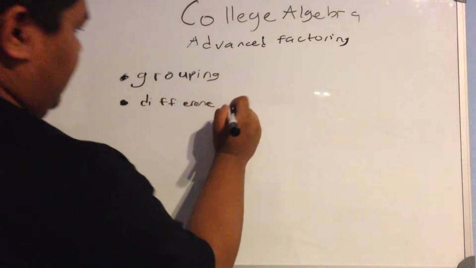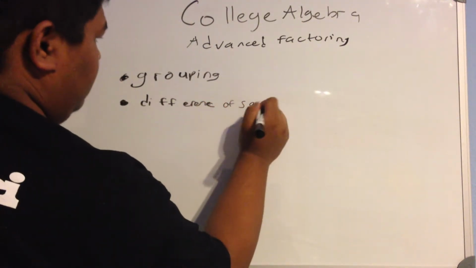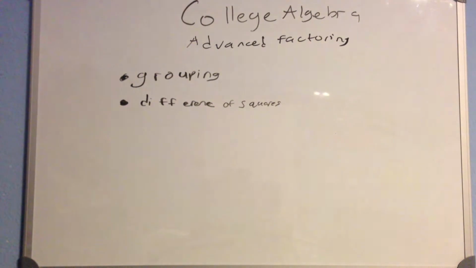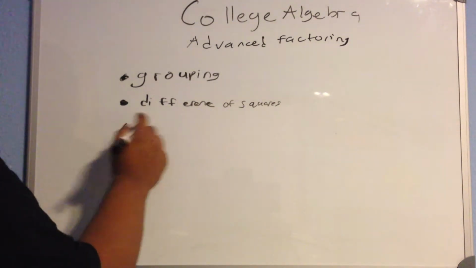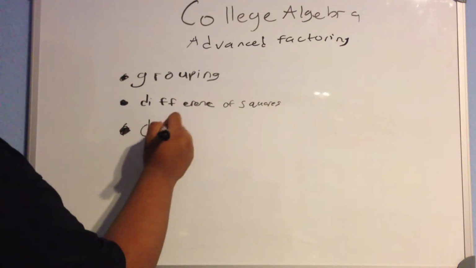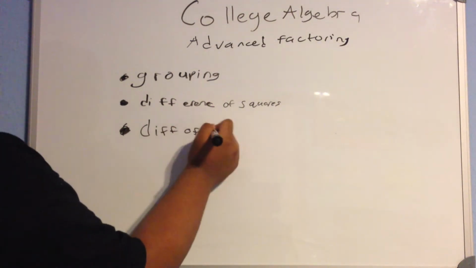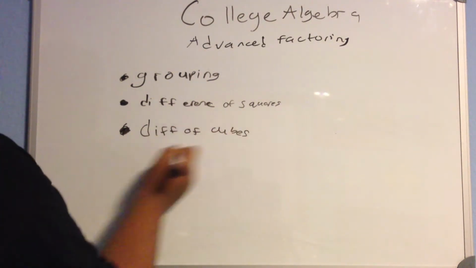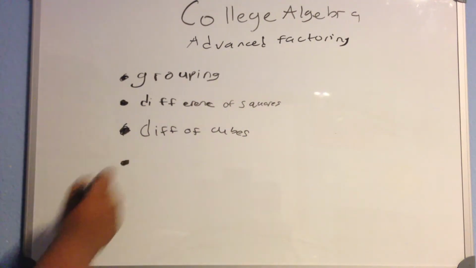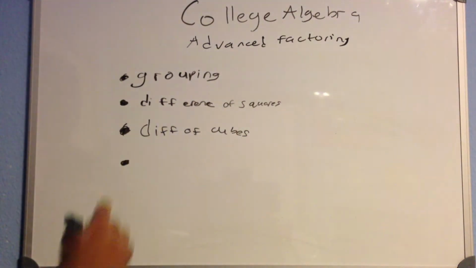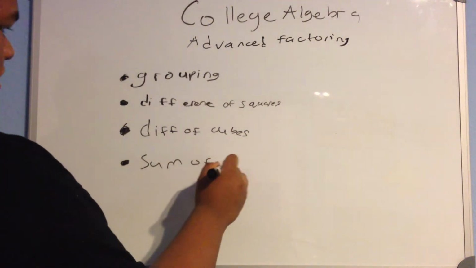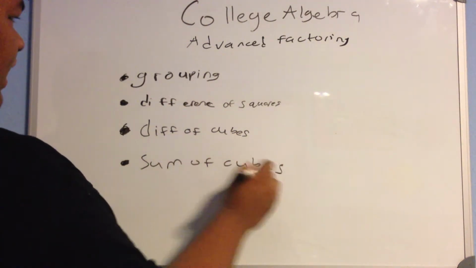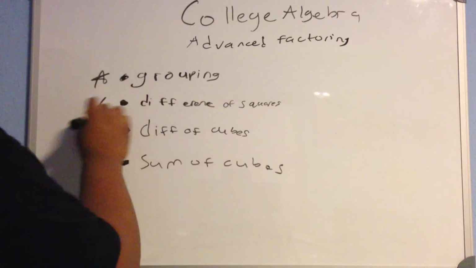I'll go over the formulas right now. There is difference of cubes. And finally, there is sum of cubes. We'll go over a grouping and a difference of squares problem right now.